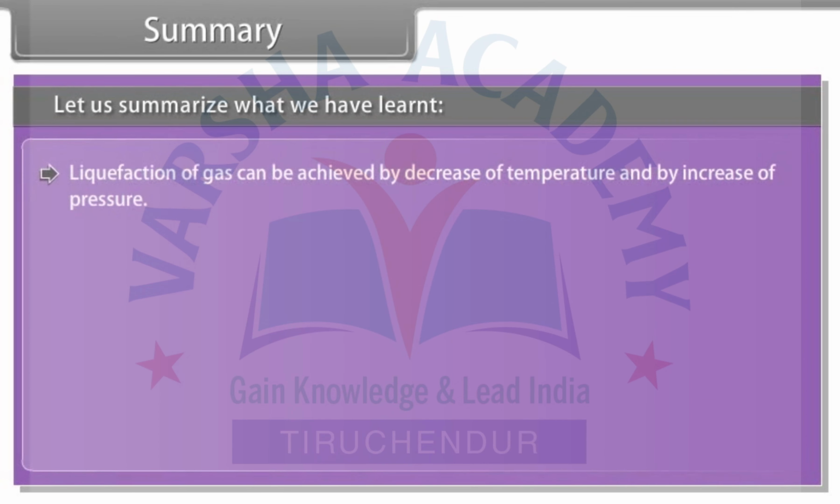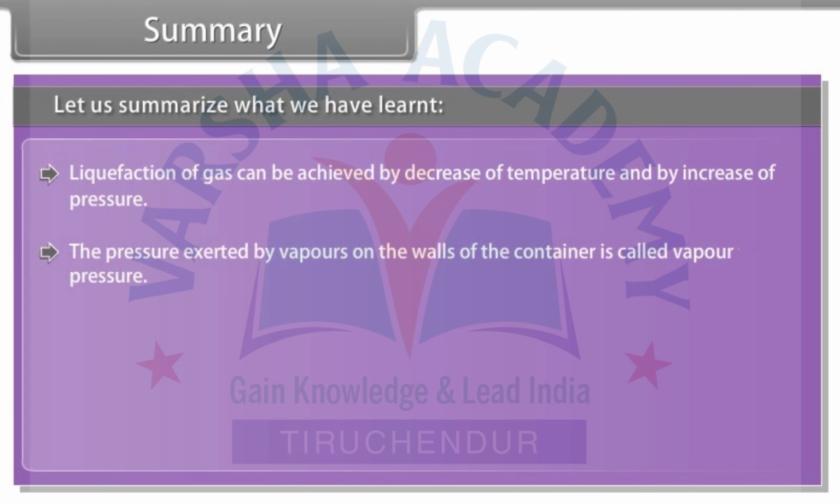Liquefaction of gas can be achieved by decrease of temperature and by increase of pressure. The pressure exerted by vapors on the walls of the container is called vapor pressure.